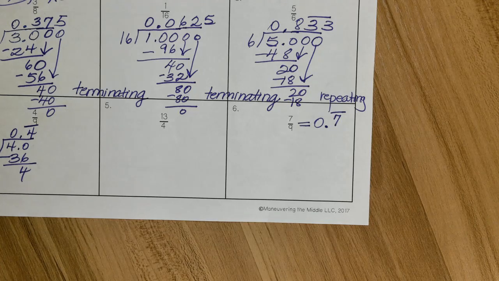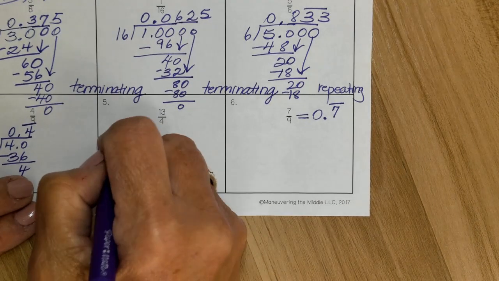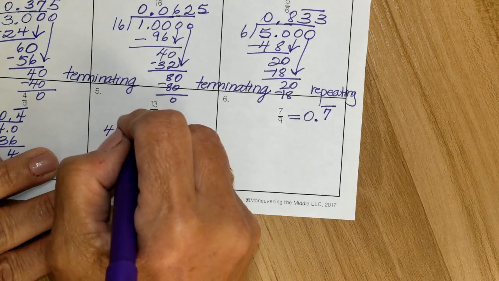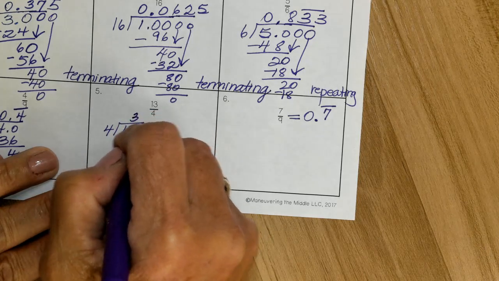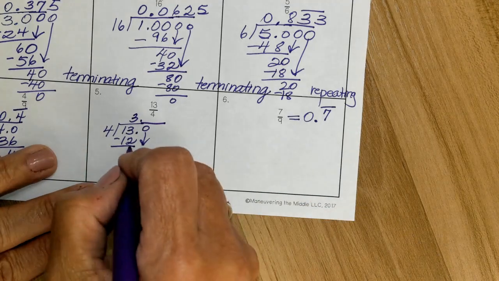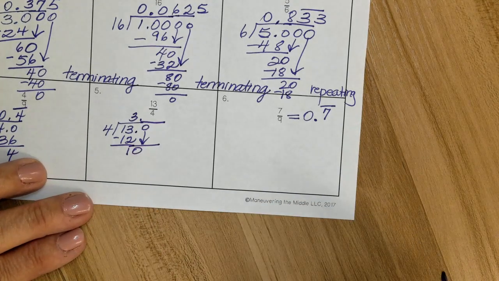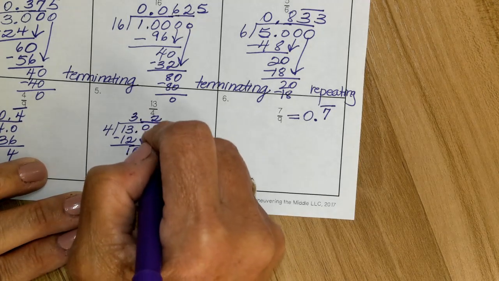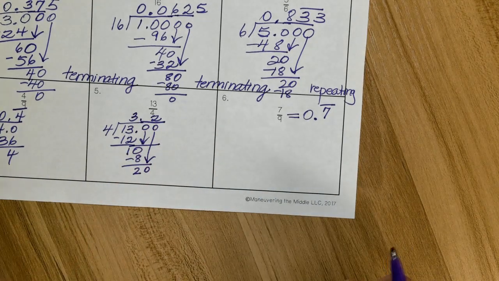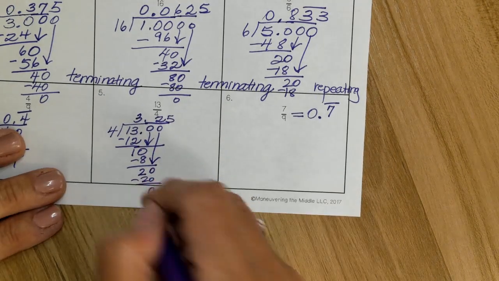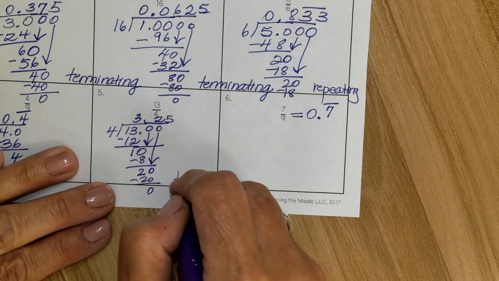Yeah. Okay, 13/4. What's that going to become? Four goes into 13, which is 12. Have 1 left over, right? 4 goes into 10, which is 8. And 4 goes into 20, 5 times, which is 20. And that's a terminating decimal, isn't it?